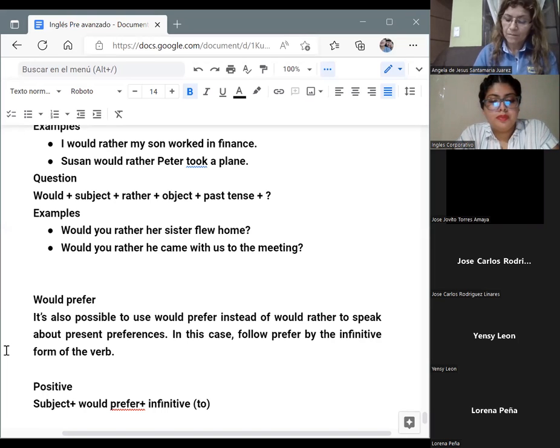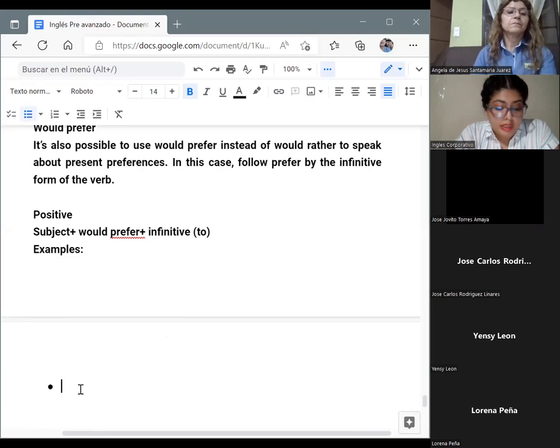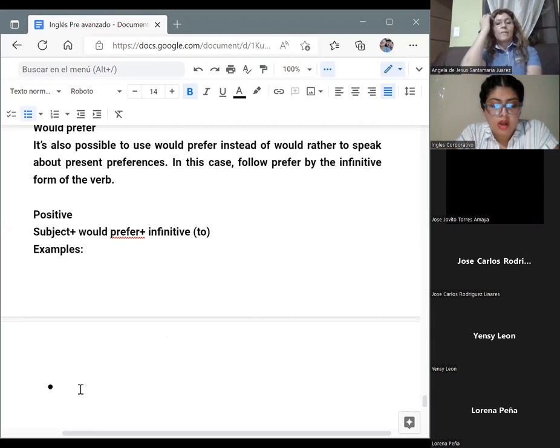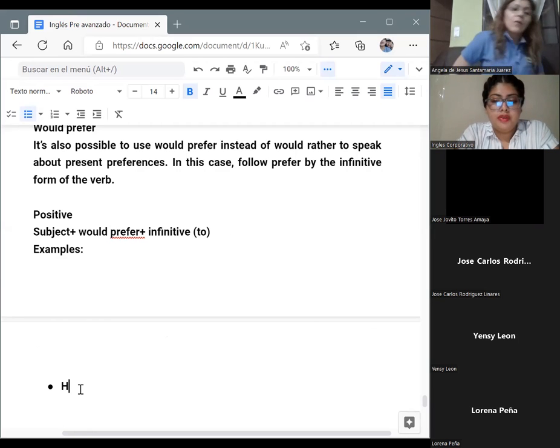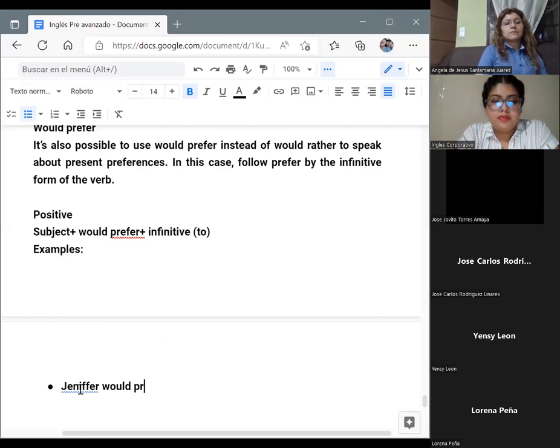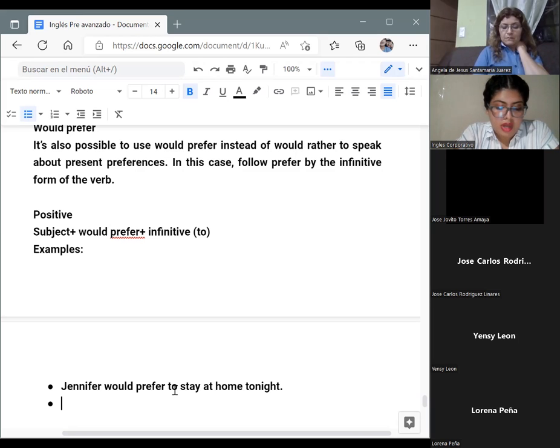So in the examples, we have the following. It says, Jennifer would prefer to stay at home tonight. Jennifer, that is the subject. The structure, would prefer. Would prefer to stay, that is the infinitive form of the verb, to stay at home tonight. The second one, the teacher would prefer to have the test next week.